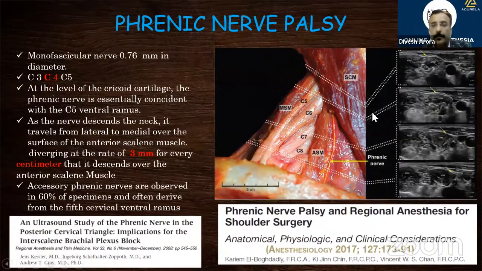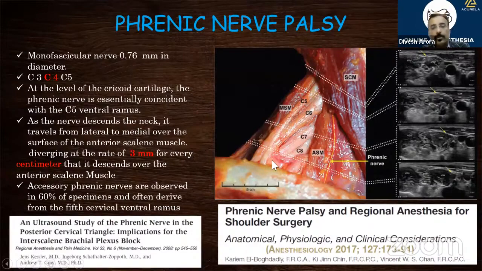Let's understand the anatomy first. It's a monofascicular nerve. It's less than 1 millimeter in diameter. It has contributions from C3, C4, C5, but the principal contribution is C4. At the level of the cricoid cartilage, it is seen very close to the C5 nerve root. Subsequently, as we move downwards towards the supraclavicular fossa, the nerve moves on the surface of the anterior scalene muscle from lateral to medial at a rate of 3 millimeters for every centimeter we move downward.